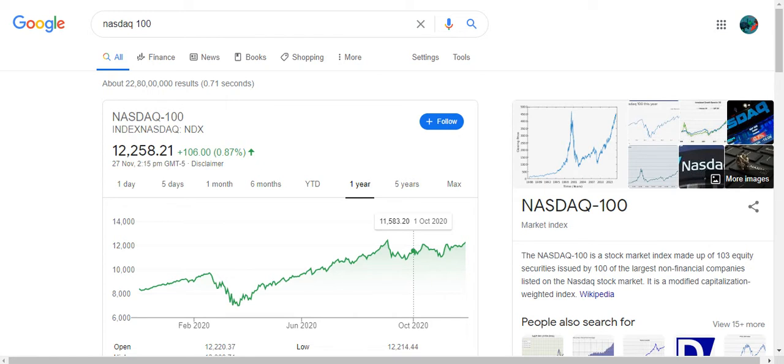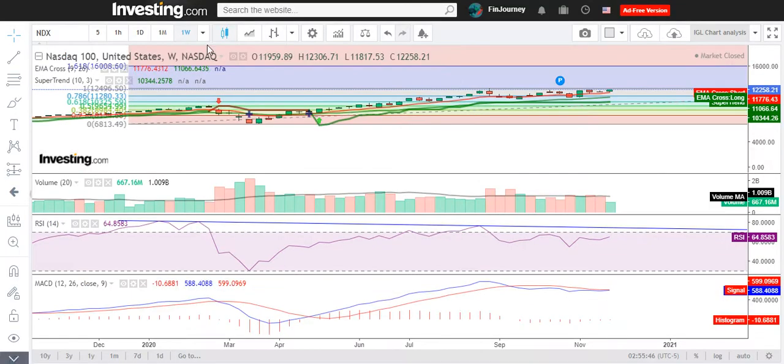So let's check out the price levels of the Nasdaq 100, since they are observing the presidential election outcome and results, and it's moving according to the current period of time. Alright, so let's check out the price levels of the Nasdaq 100.